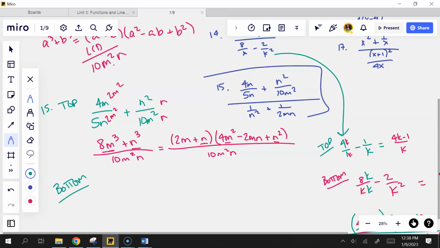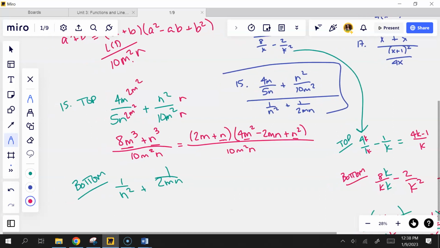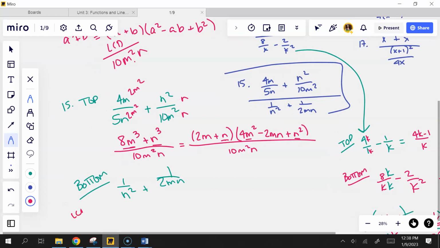How about bottom? What's the LCD on the bottom? No, N. 2mn squared. So what do I need on the first one? 2m. How about this one? So I end up with 2m plus n over 2mn squared.